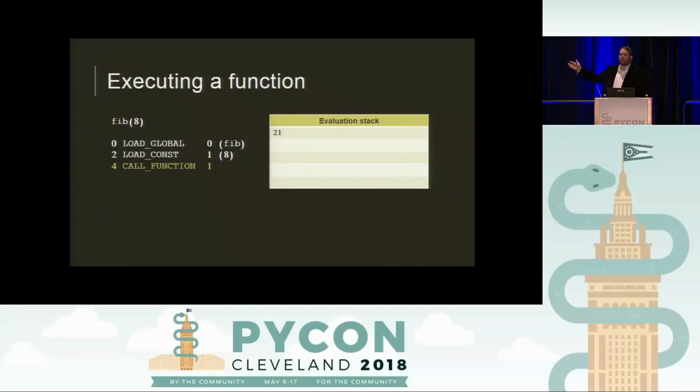Now the call function instruction is only for function calls that involve positional arguments. If you used keyword arguments, there's a different instruction called call function KW. If you use any of the iterator or mapping unpacking syntax, the asterisk, double asterisk syntax in your function call, there's one called call function EX that gets used to do that. So that's how we're executing a function.